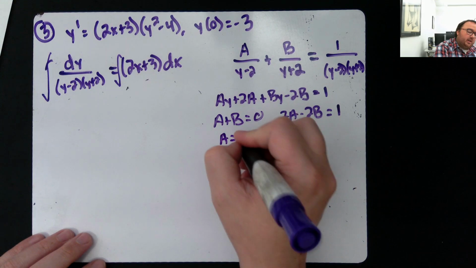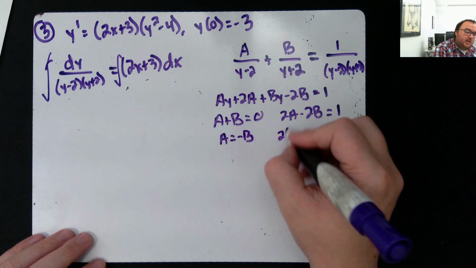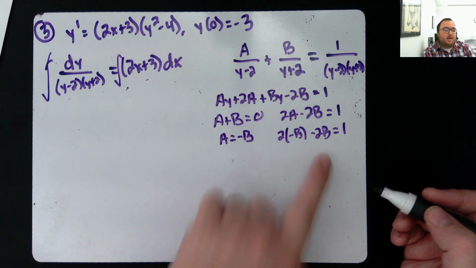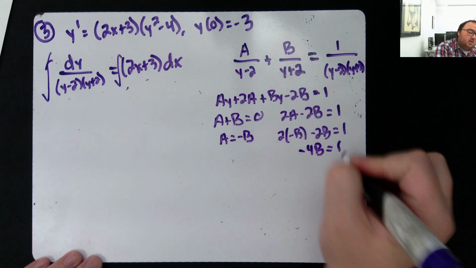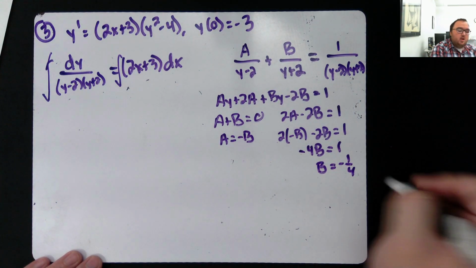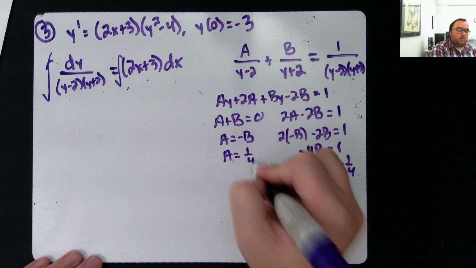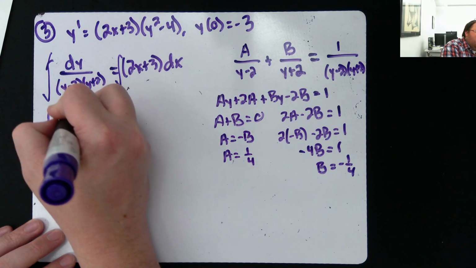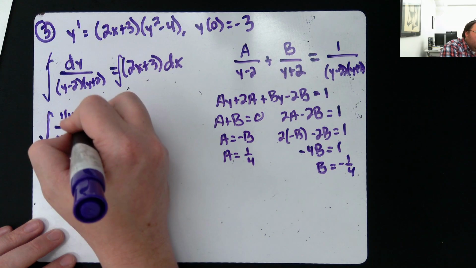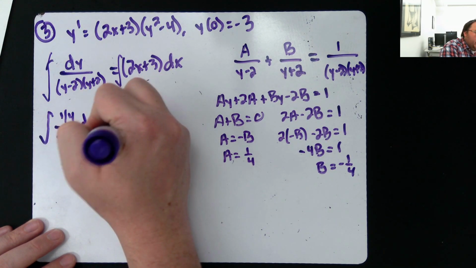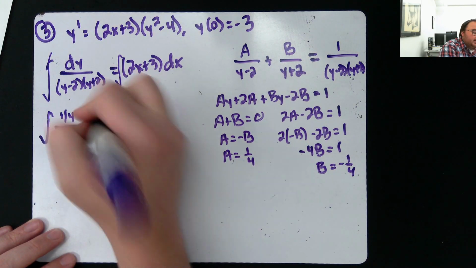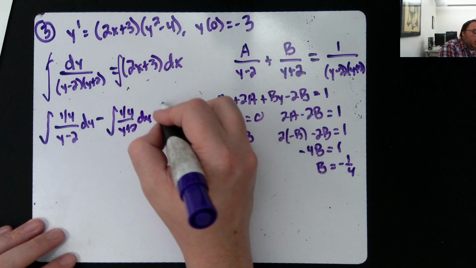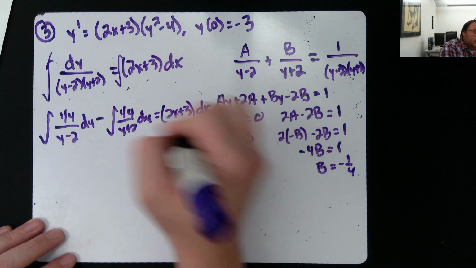So this means a is equal to negative b, which I can plug in there. 2 times negative b minus 2b equals 1. Negative 2b minus 2b is negative 4b. So b is equal to negative 1/4, which means a is equal to positive 1/4. So this becomes the integral of 1/4 over y minus 2 plus the integral of negative 1/4, so I'll do minus 1/4 over y plus 2 dy equals 2x plus 3 dx, the integral of that.